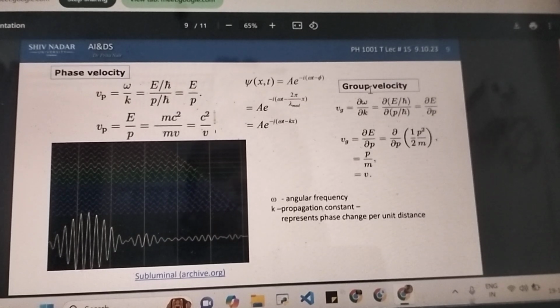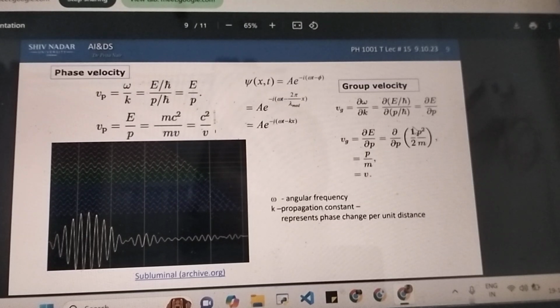Now the derivation for group velocity is dou omega by dou k, meaning change in angular frequency with respect to change in propagation constant, which is again dou of E by h cross divided by dou of P by h cross. Again the h cross terms are going to cancel, so it will be dou E by dou P. So it is dou by dou P of 1 by 2 P squared by m.